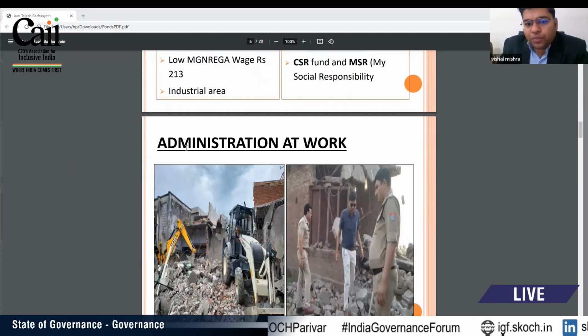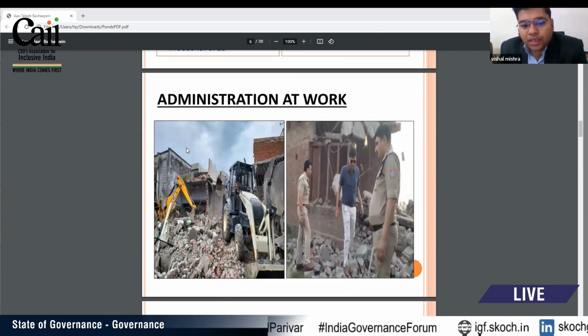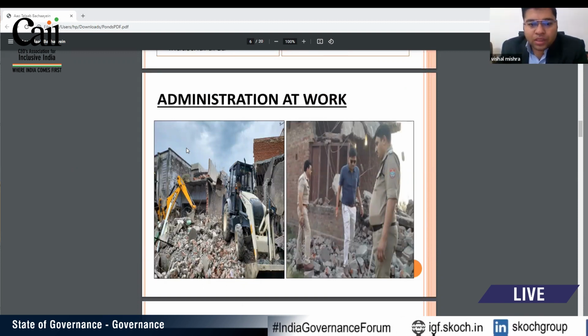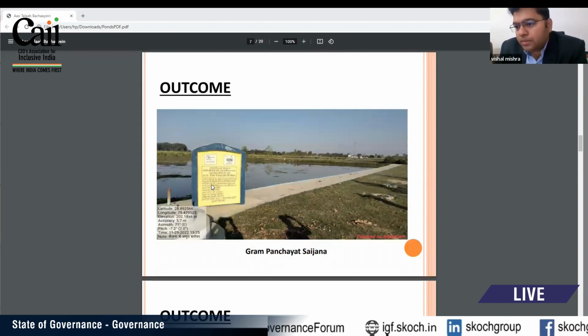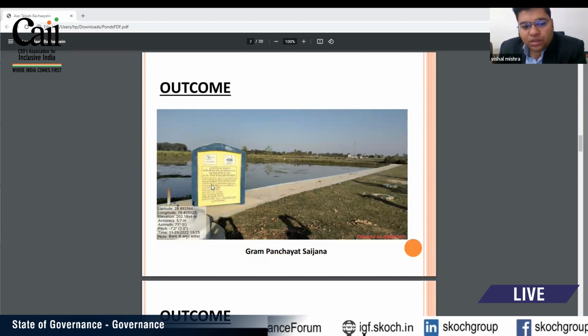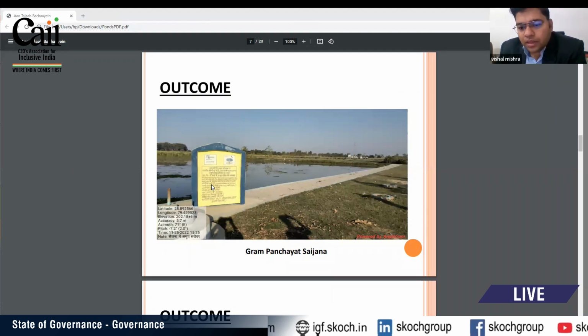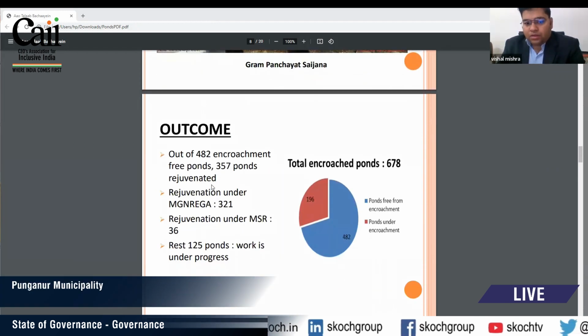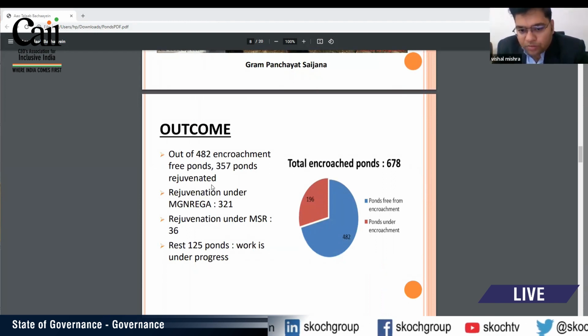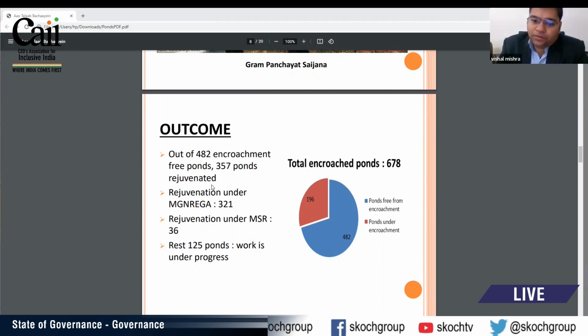I would like to share a few pictures, like these permanent encroachments which were demolished by the different SDMs. The outcome is that we have mapped all 357 ponds with their latitude and longitude, along with how much quantity of water they hold and their present picture. Although we have developed so many ponds, we are still facing 196 ponds which are yet to be freed from encroachment.